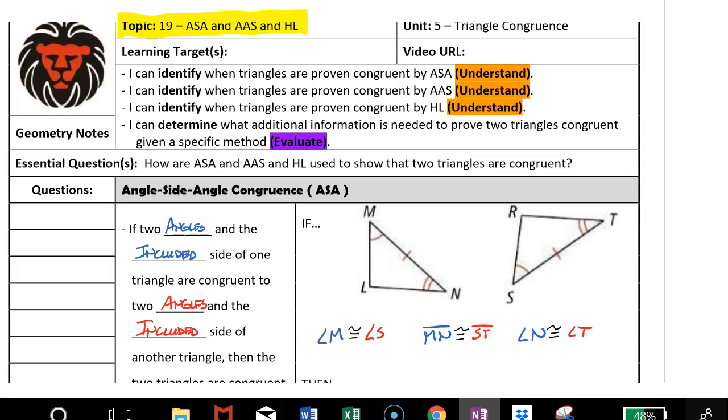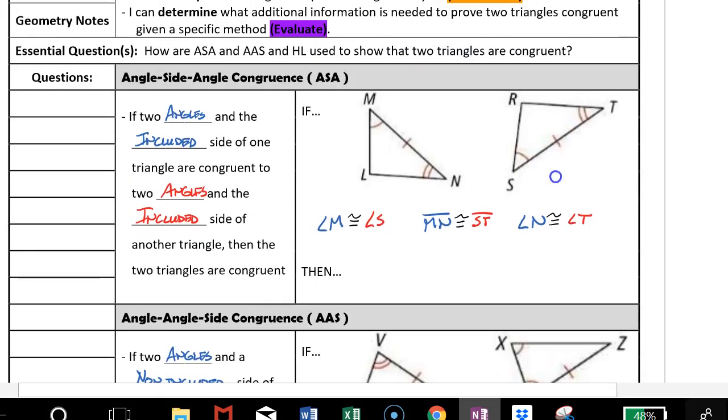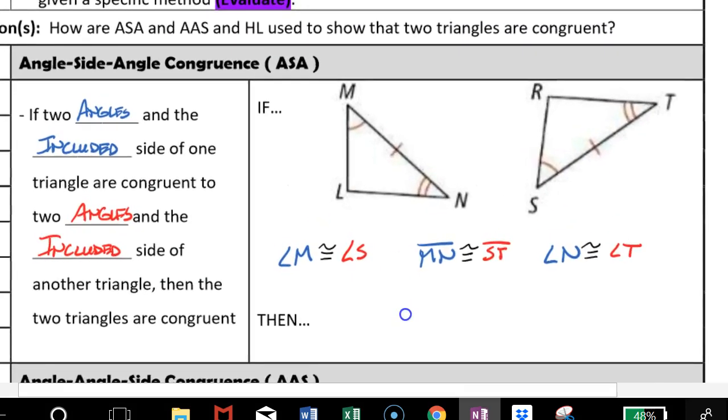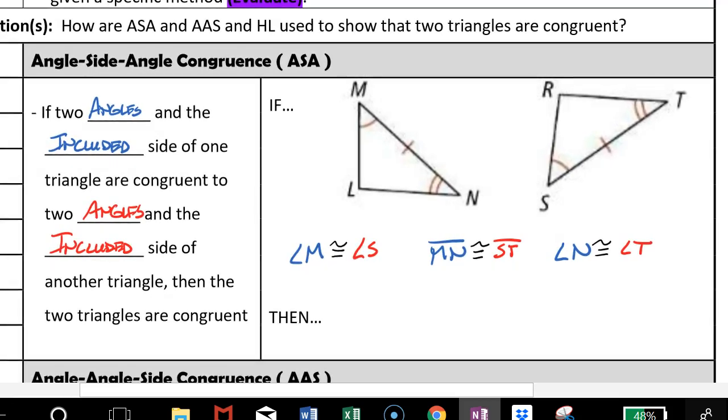Last topic, we talked about how there are shortcuts to proving triangles are congruent that don't have us do all 6 pieces. If we can prove certain combinations of sides and angles, we can show that the whole triangles are congruent. We're talking about the remaining 3 today, angle, side, angle congruence. So if 2 angles and an included side of one triangle are congruent to 2 angles and an included side of another triangle, then we can say the 2 triangles themselves are fully congruent.